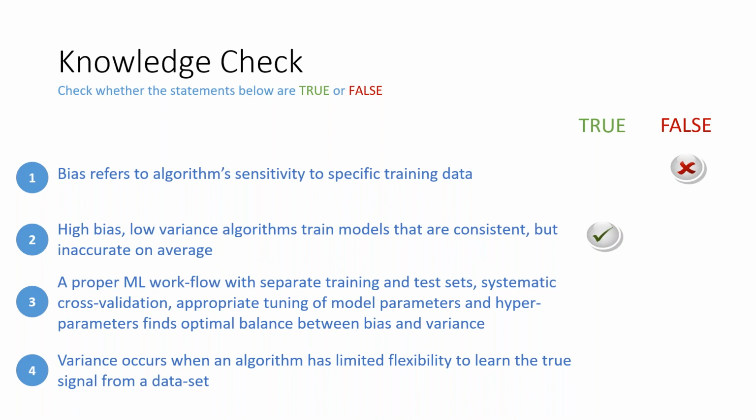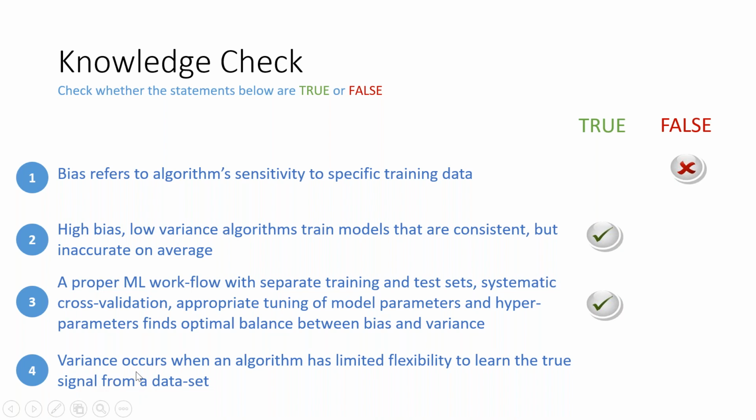It is true. The third one: a proper ML workflow with separate training and test sets, systematic cross validation, and appropriate tuning of model parameters and hyperparameters finds the optimal balance between bias and variance. True or false? True. These are the tactics. Anyway, right now you may not understand this terminology, but never mind, you will get it with a lot of clarity as we do the work. So don't worry, but it is true.